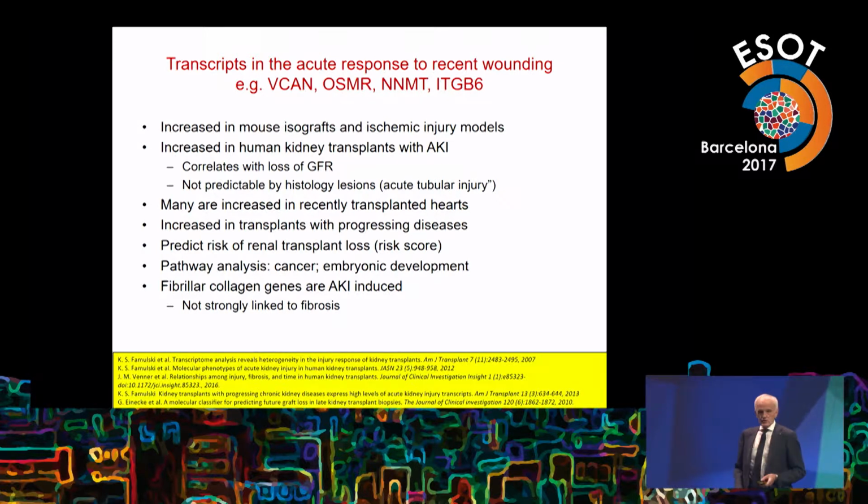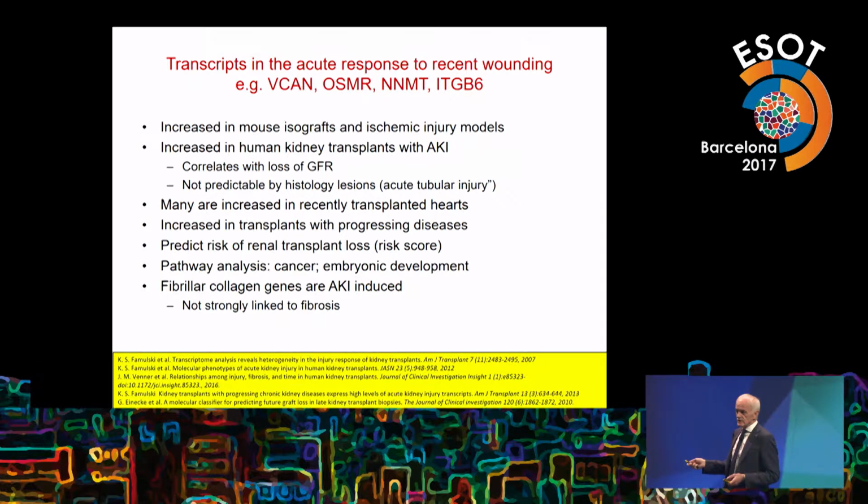Okay, the transcripts in the acute injury response, wound repair in the organ, have some interesting properties. They're increased in isografts and in ischemic injury models, so that they're the typical transcripts that you get in ATN models by cross-clamping. They're increased in human kidney transplants with AKI, and they correlate with the loss of GFR and the subsequent recovery of GFR. They're not predictable by histology lesions. There's no lesion which tells you this. This is histologically silent change in the tissue. It can be seen by confocal microscopy, but not by routine histology.